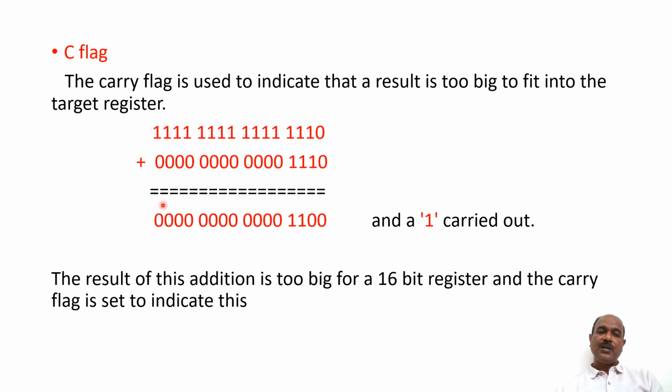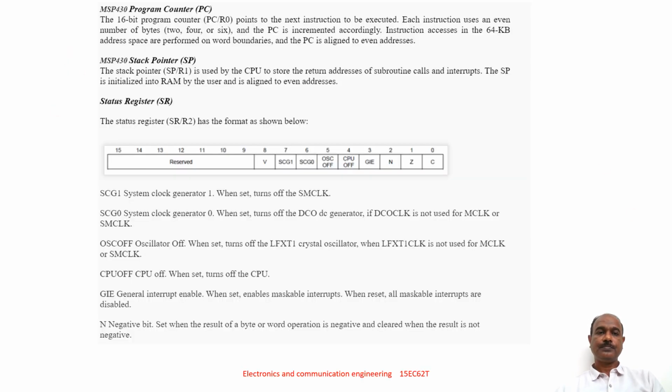That means the result that is generated is actually a 17-bit result, including the carry, but only these 16 bits are stored in the register. Since there is a carry generated, the MSP430 microcontroller will set this carry flag, indicating that a carry has been generated. That means the result is greater than 16 bits. That is why, to indicate that the result is greater than the 16-bit register, the carry flag will be set by the microcontroller. So this is about the carry flag.